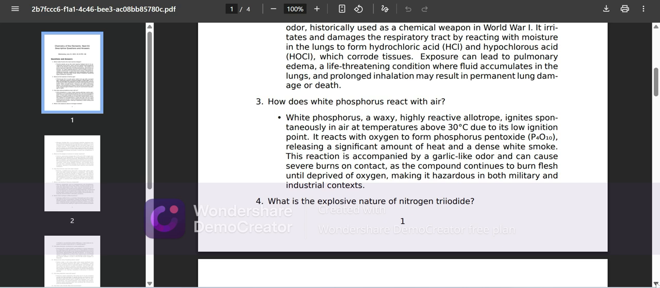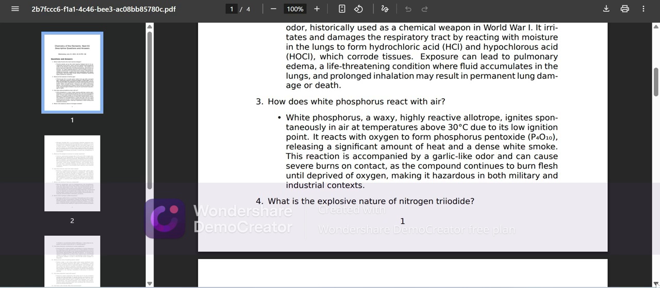How does white phosphorus react with air? White phosphorus, a waxy, highly reactive allotrope, ignites spontaneously in air at temperatures above 30 degrees Celsius due to its low ignition point. It reacts with oxygen to form phosphorus pentoxide, P4O10, releasing a significant amount of heat and dense white smoke. This reaction is accompanied by a garlic-like odor and can cause severe burns on contact.